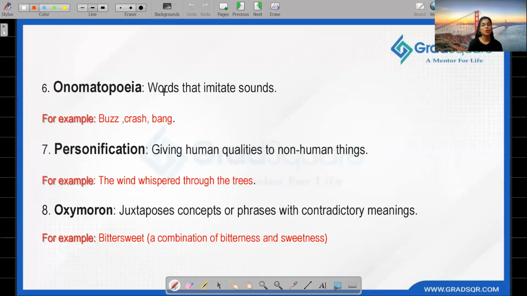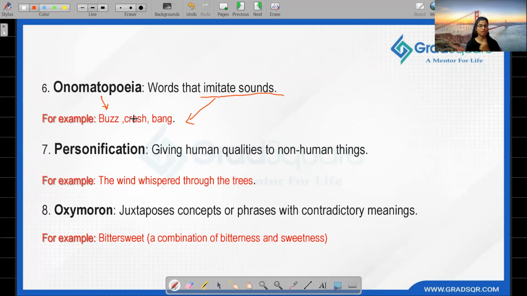Onomatopoeia. Yes, words that imitate sounds. So, for example, look at these examples: buzz, crash, bang. All these are imitative sounds, right? So that's why this is called onomatopoeia. If you can see these words in your sentence, then you can close your eyes and mark your answer as onomatopoeia. Clear? Moving on to personification.